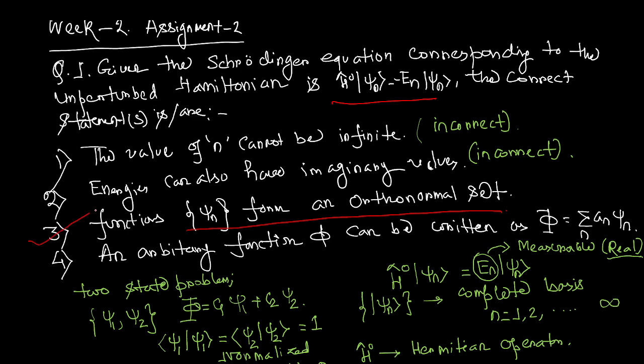So this statement is correct. Now, if you look at it carefully, if it forms a complete basis, then you can write a linear combination of two wave functions. The linear combination is either plus or minus. So C1 psi 1 minus C2 psi 2, that is also another function, and that is also another arbitrary function.